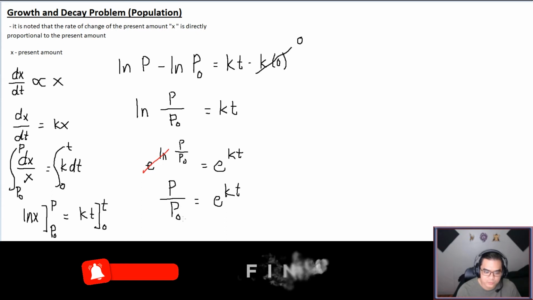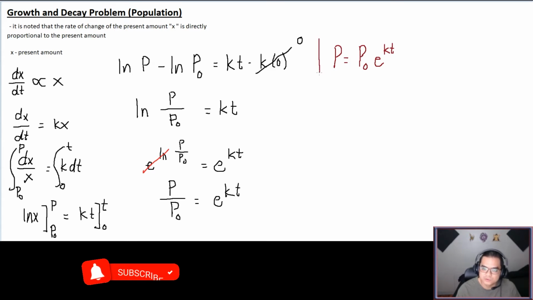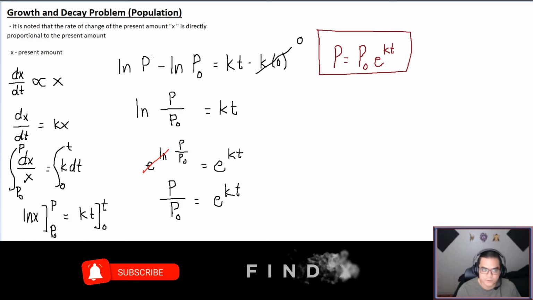And then finally, cross multiplying Po to e raised to kt, the final formula will be P equal to Po times e raised to kt. So this will be the formula for the growth and decay problem.